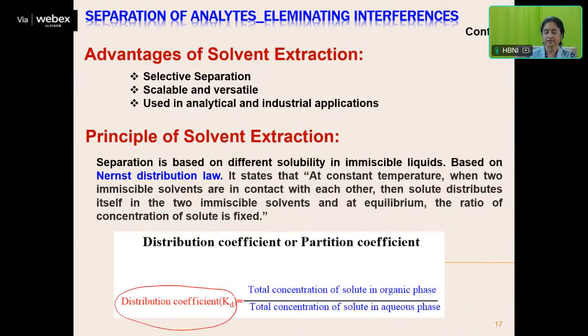This is constant. So total concentration, and then on what does this depend? On the solute, what your organic phase is, and what your aqueous phase is. Once these three are fixed, then this is a fixed quantity. So it is defined as the total concentration of solute in organic phase and that in aqueous phase.